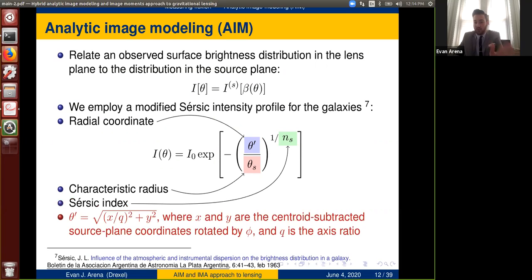Theta prime can be written like this. X and Y are your centroid subtracted source plane coordinates, rotated by some orientation angle phi, where Q is the semi-major to semi-minor axis ratio for the galaxy.